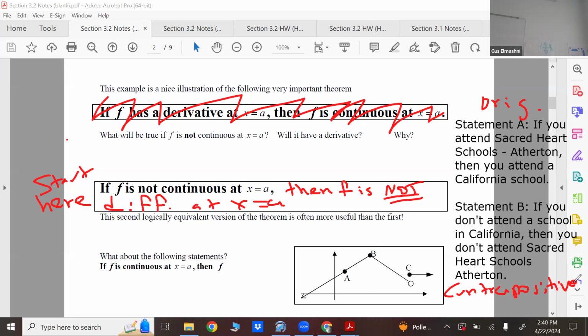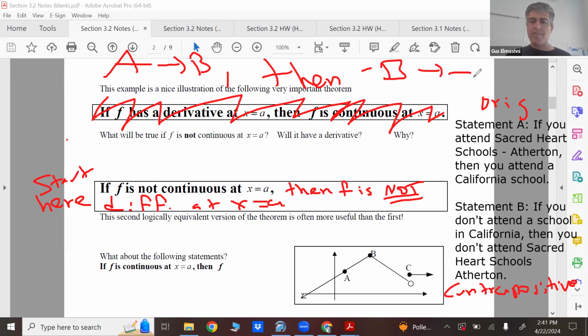How about the inverse? If I negate each one, but don't reverse the order. If you don't attend Sigar School, then you're not in California? No, of course not. Again, you can go to Menlo, MA, elsewhere. But this is true: if you switch and negate, if you don't attend a school in California, then you don't attend here. That's always true. So you might have seen this before. If A leads to B, then negative B leads to negative A, right?